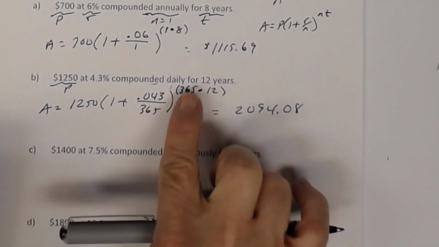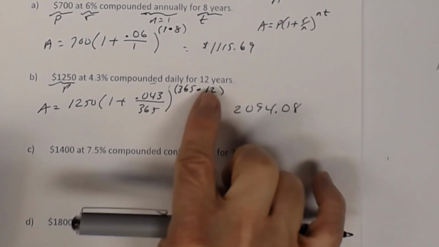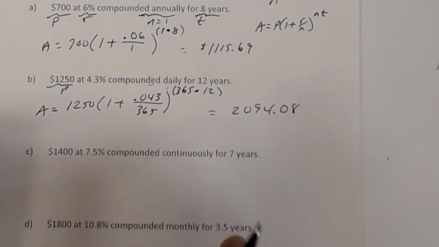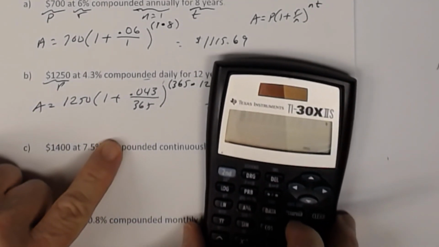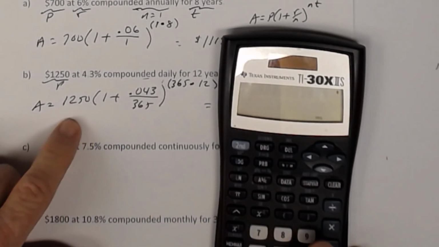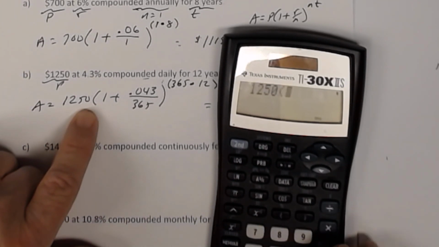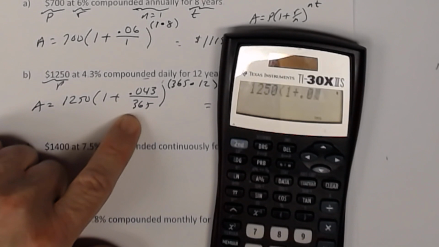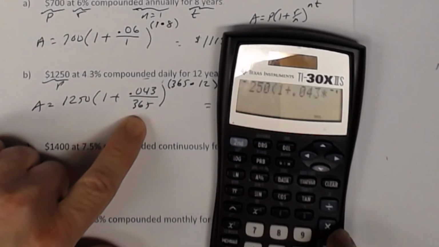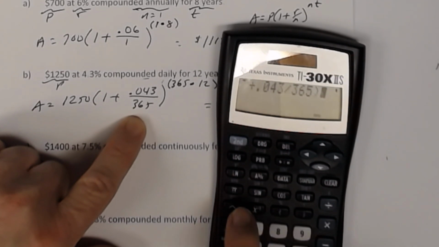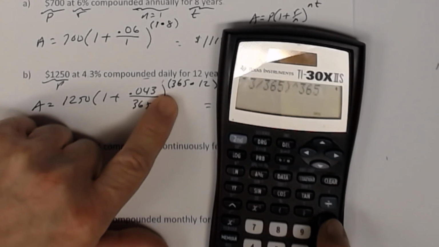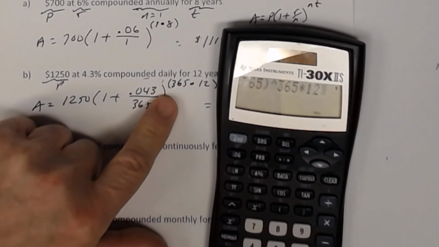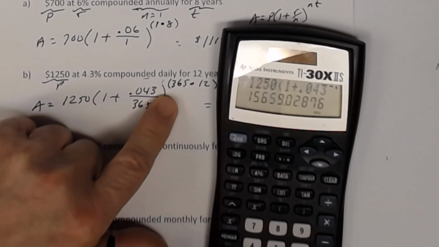Okay. Now I want to show you something. See, if you had not used parentheses here, if you forgot to put that exponent in parentheses, I want to show you what's going to happen. Remember, that's the answer, right? So if you don't put that in parentheses, here's what you would say. You would say 1250, open parentheses, 1 plus 0.043 divided by 365, close parentheses, raise to, and then let's suppose you forgot about the parentheses. So you're going to say 365 times 12, okay? You see no parentheses, right? Okay. So when I do that, I'm going to press equal, and notice you get a different answer.